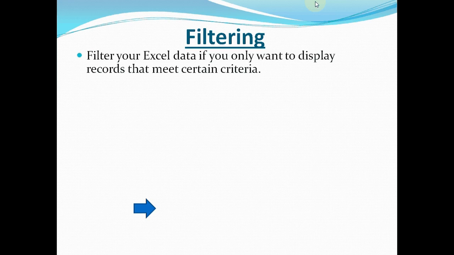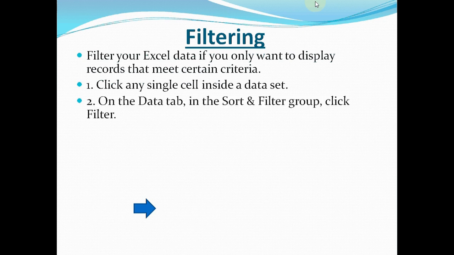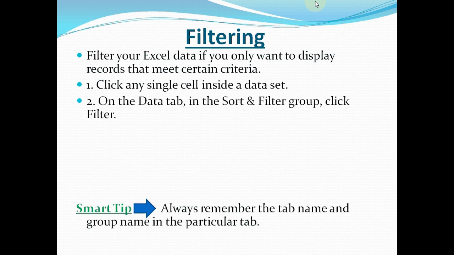Next is filtering. The filter function in Excel is used to display the records that meet certain criteria, certain conditions. You have to click any single cell inside a data set, means in the row or in any column. On the Data tab in the sort and filter group, click on the filter button.